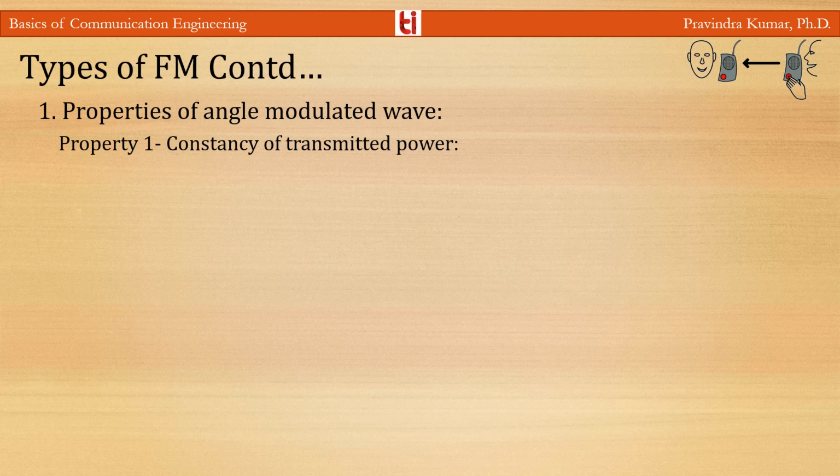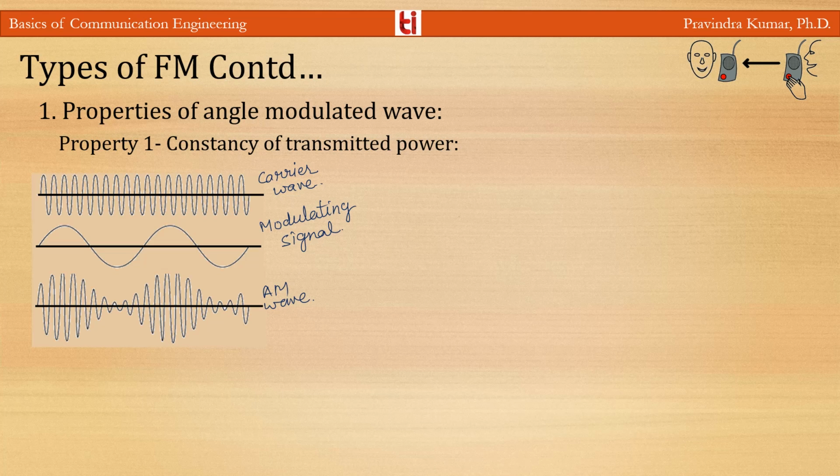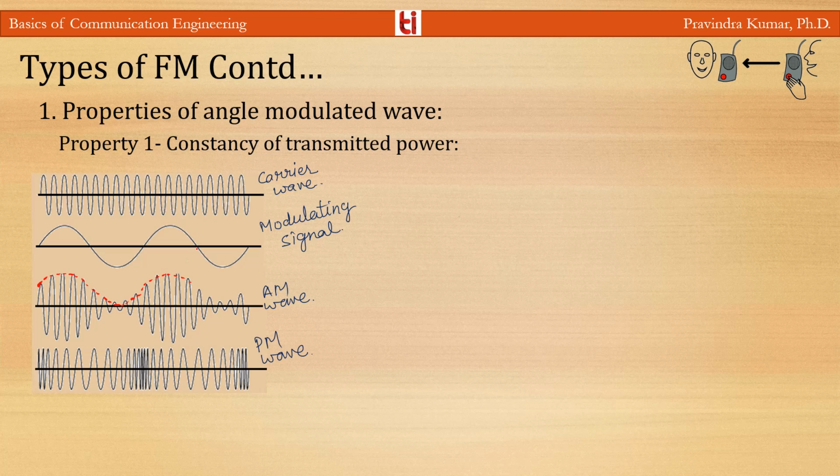The first property is consistency of a transmitted signal, meaning the transmitted signal will be consistent here. If this is a carrier wave and this is the modulating signal, then from the previous lecture, in the AM wave the amplitude of the carrier is changed according to the modulating signal. So here the amplitude is going to change, and in PM when the modulating signal goes from positive to negative, there is minimum frequency or frequency is stretched.